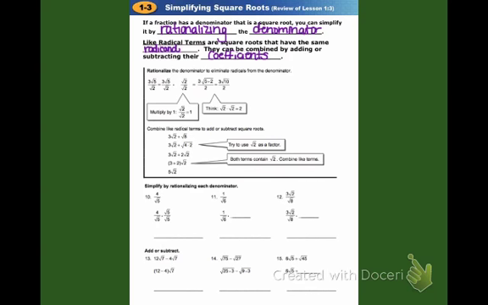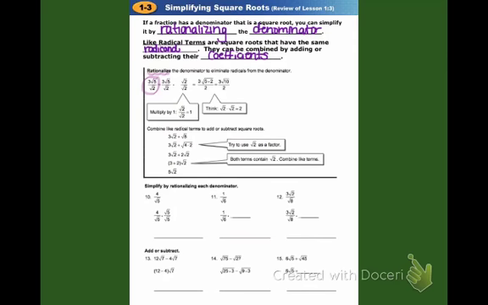Okay, so let's take a look first at rationalizing the denominator, which is to eliminate radicals from the denominator. So if I had something like 3 square root of 5 divided by the square root of 2, and taking the radical of the whole quotient doesn't work, what we can do is get rid of that radical in the denominator by multiplying that radical by itself.